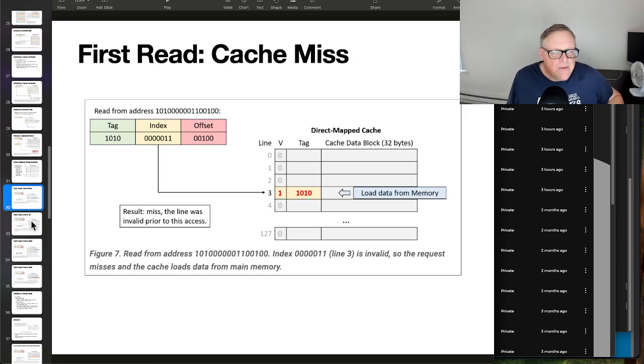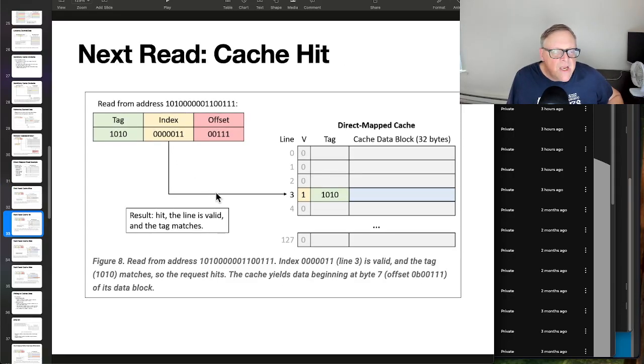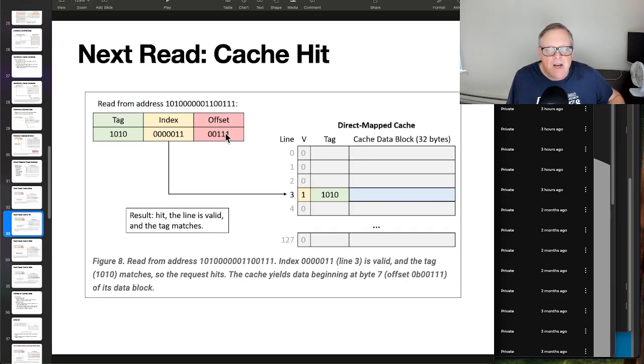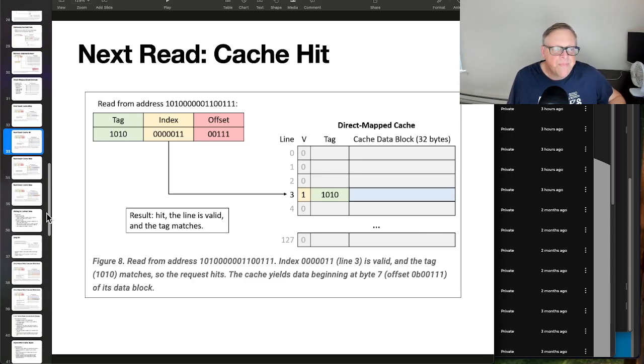Now the next time we read, we're going to read something inside that block. 1010 and 11 is the same tag and the same index, so it's included in the data that was loaded here. So when you try to read something else very near the previous byte, it'll find it in the cache and you're fine. You don't have to go to main memory. You can save a lot of time.